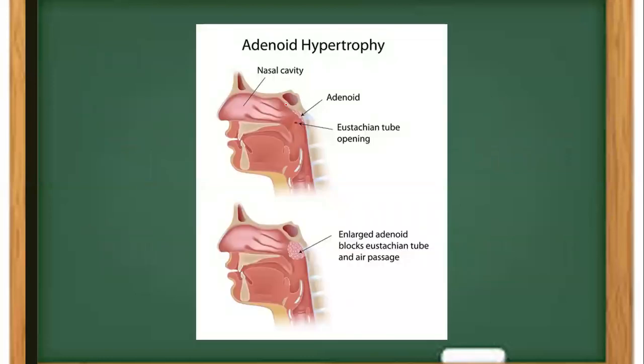Okay, so this is a picture of an adenoid. You can see it here. It's a kind of lymphatic tissue, and an enlarged adenoid blocks the eustachian tube and air passages.